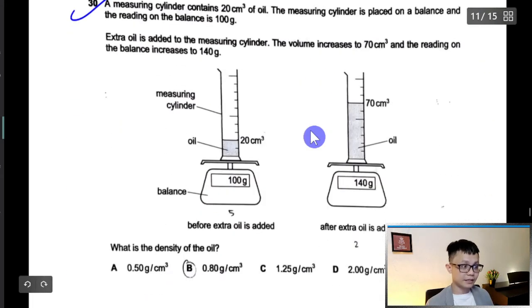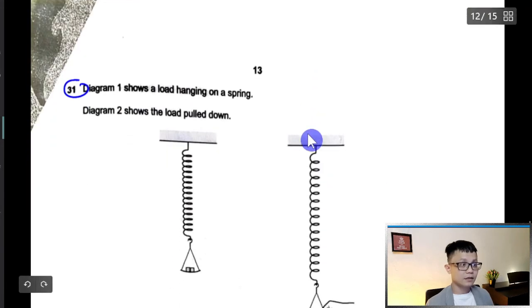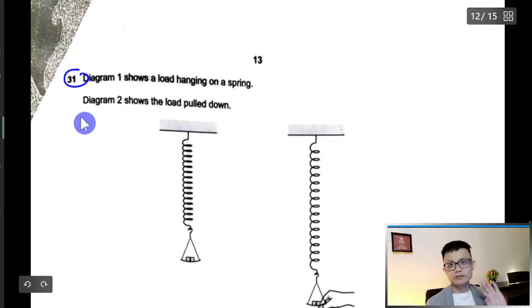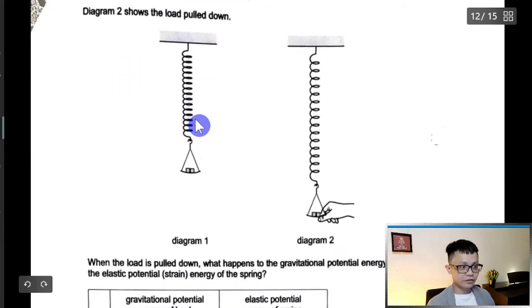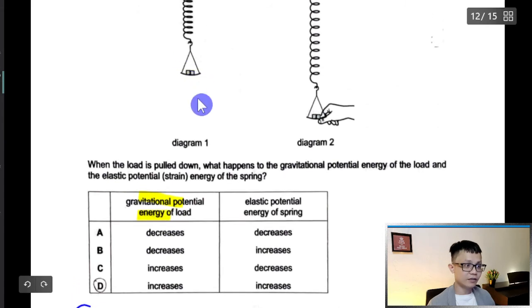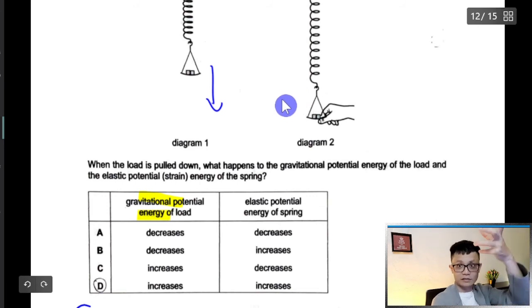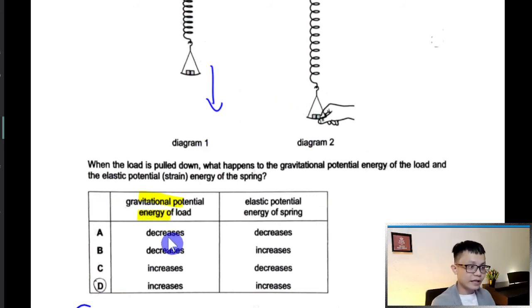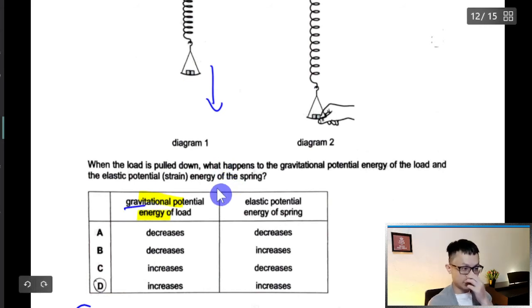Where is the next question? 31. Okay, this one. It shows a load hanging on the spring, so the thing is pulled. When the load is pulled, what happens to the gravitational potential energy? When you pull it down, eventually it will decrease, correct or not? Because the thing has come down already. So gravitational potential energy will decrease.